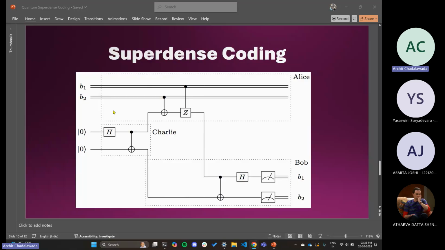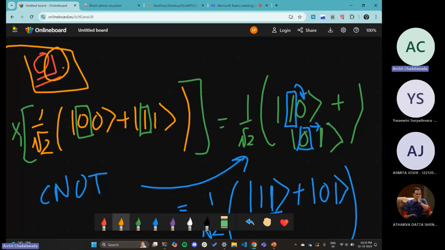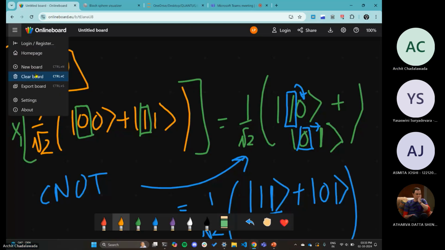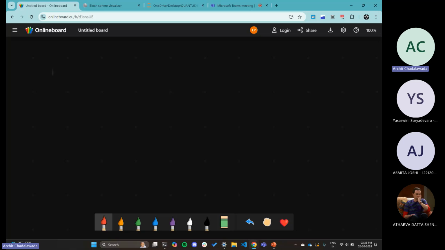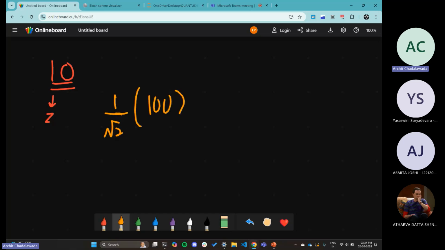I'll just consider the third case as the last one, and I'll leave the last one to you as an exercise. So if I consider the case 1, 0, the first classical bit is 1 in this case, not the second one. That means I must apply a Z gate on the first qubit, but not the X gate. So we started again with the Bell state, 1 by root 2 into ket 0, 0 plus ket 1, 1. And we apply the Z gate now.